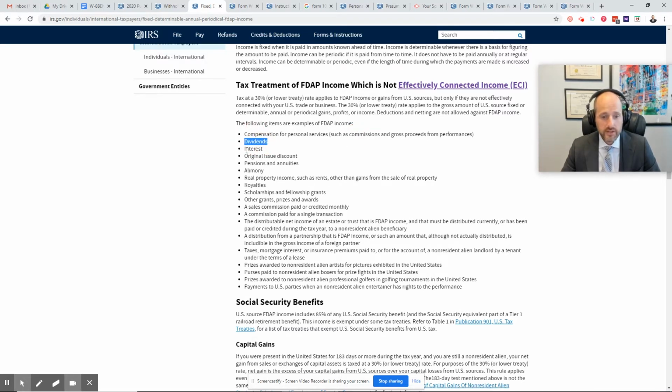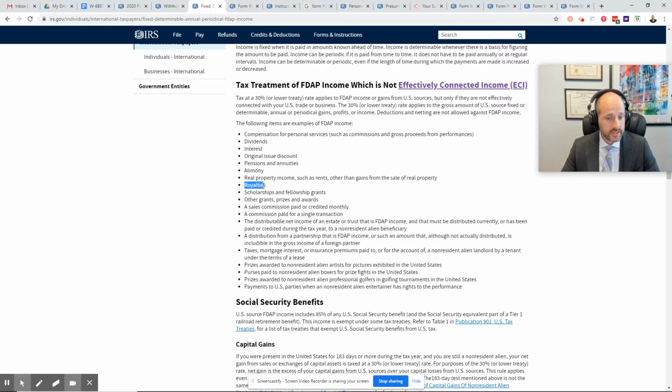Dividends from U.S. companies, interest from U.S. companies, these are all from U.S. sources. They're all from U.S. people. So alimony, real property income like rental income, other than the gains from sale of real property, and these are subject to FIRPTA withholding, and it's a different code section. But basically, if you have property in the U.S., you have to pay tax in the U.S. on it.